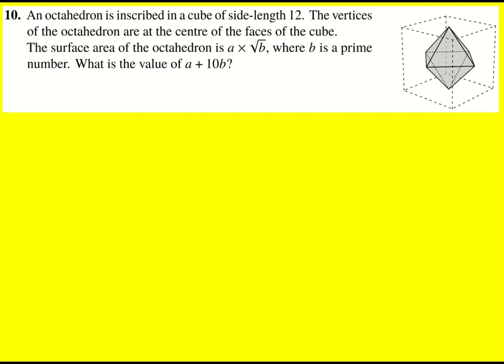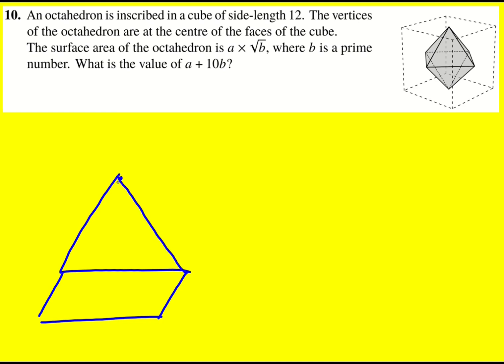We're given an octahedron, which is basically two square pyramids attached to one another. So let's get that drawn. And we want to find the surface area. So we want to find the area of each of these triangle faces.